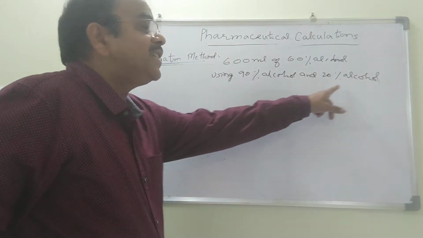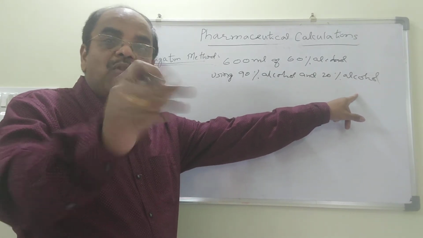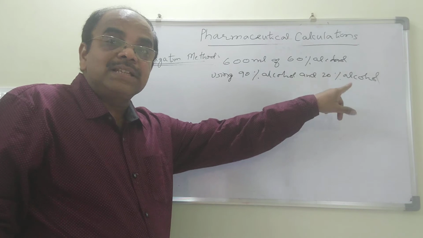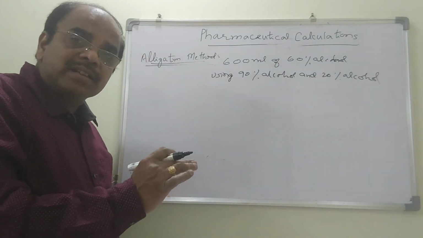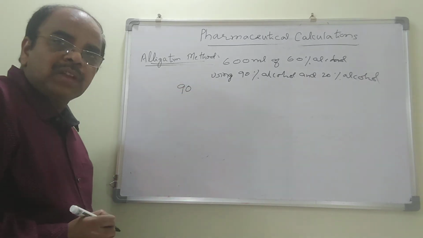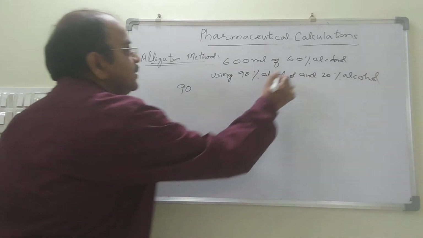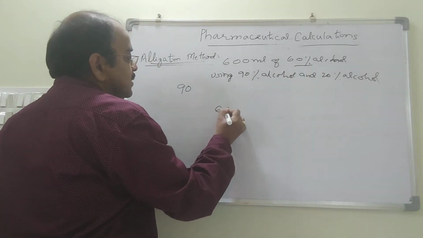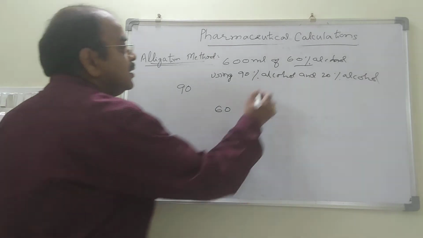Here, dilute is given. In the previous problem, dilute was not given; simply we were using water only. When the dilute is given, what to do, we'll see. What is the strength of the concentrated alcohol here? 90. What is the strength of the solution to be prepared? 60%. Strength of the dilute solution, the weak solution? 20.